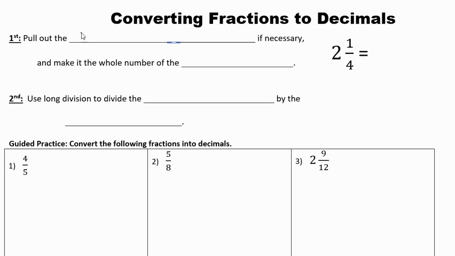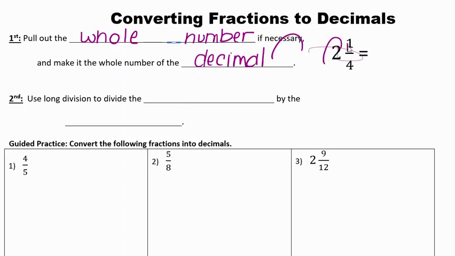So just like before, we're going to pull out the whole number if there is one, so if necessary. And we're going to make the whole number of the decimal. So if we look at our example off to the side, we have this 2 here. We're going to pull the 2 out. And then it says use long division to divide the numerator by the denominator.